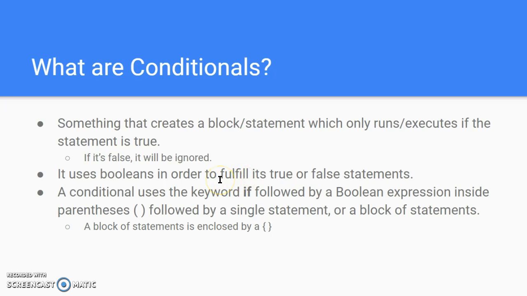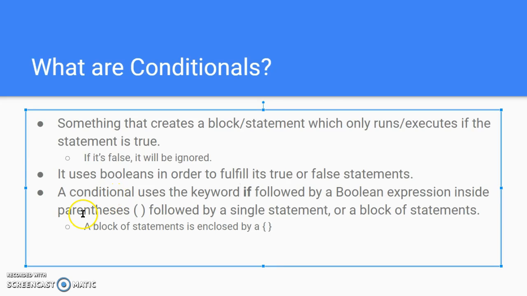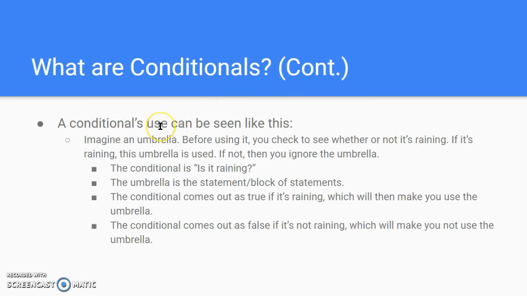A boolean, if you remember, is something that can either be true or false. A conditional uses the keyword if, followed by a boolean expression inside parentheses, followed by a single statement, which is ended with a semicolon, or a block of statements, which is enclosed by a squiggly bracket and another squiggly bracket. Now, it can be seen as something like this.